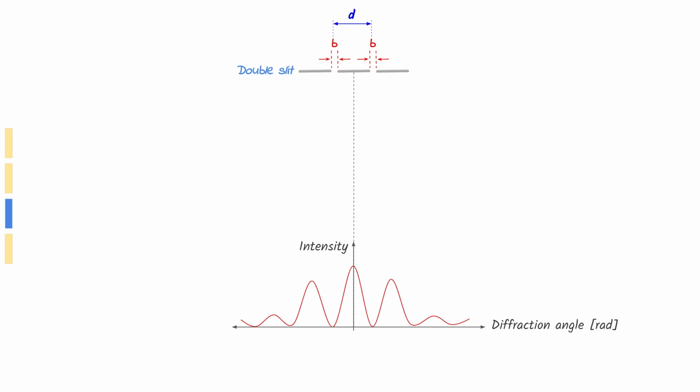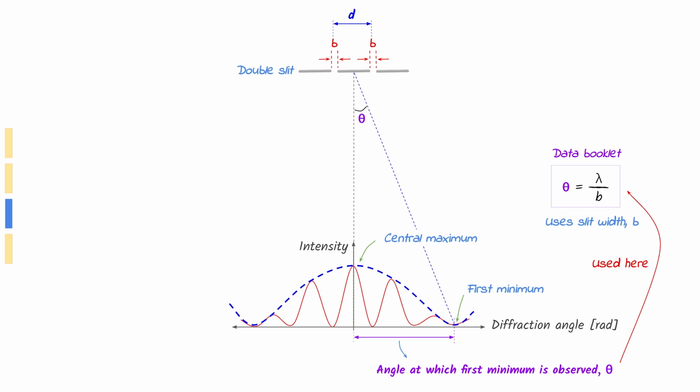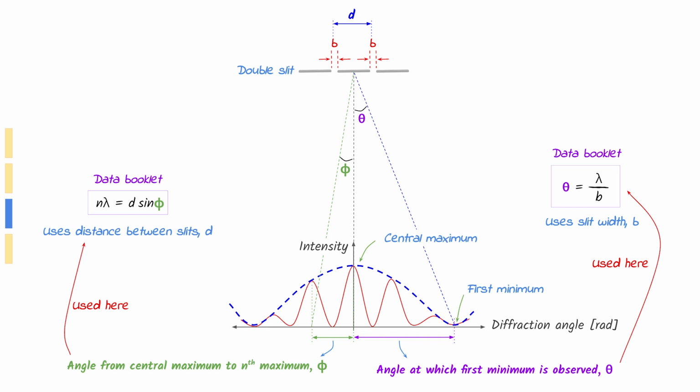Next, let's analyze the double slit intensity pattern. For slits with non-negligible width, the intensity pattern is modulated by a single slit pattern. Here you can see the central maximum and the first minimum of the single slit pattern. The angle between the central maximum and the first minimum is the angle you use for the equation theta equals lambda over b. Make sure to take note of the other interference pattern equation. The angle here is the angle between the central maximum and another maximum.